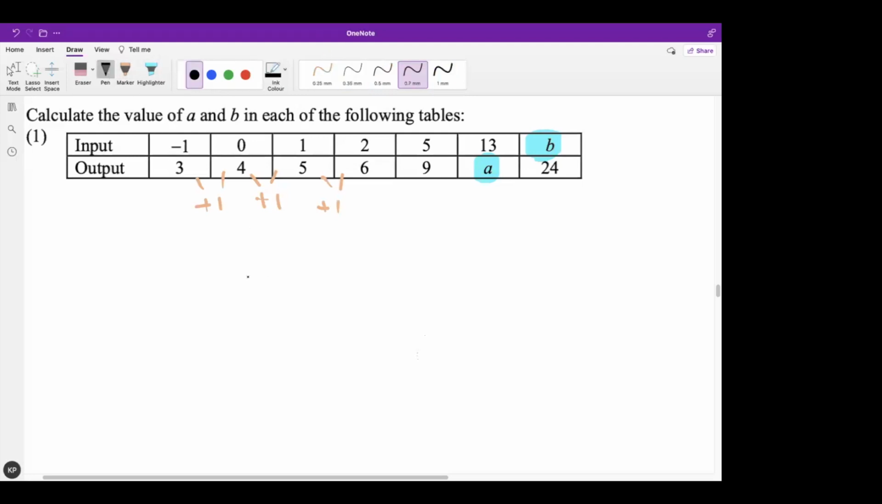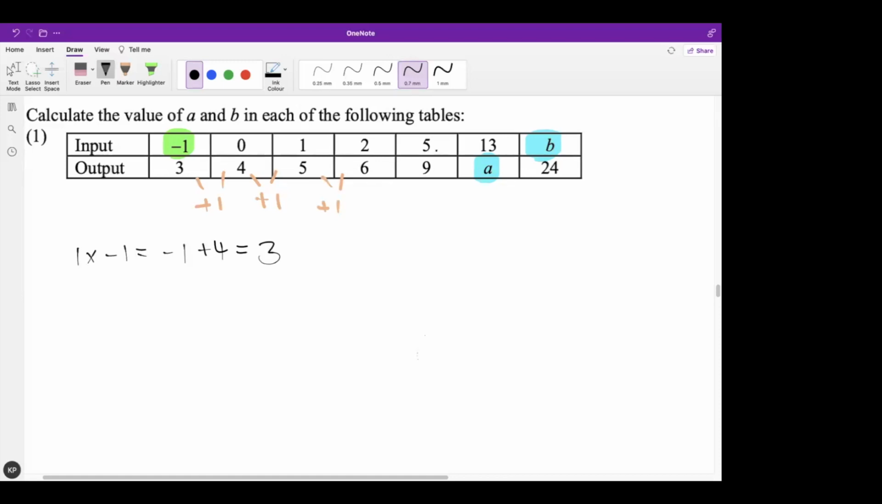Okay? So since we're adding 1, my multiplier is 1. So I'm going to say 1 times negative 1. What's 1 times negative 1? 1 times negative 1 is negative 1. Now, how am I going to get to 3? We're over here. How am I going to get to 3? I have to add 4. Nice, guys. And this will give me 3.